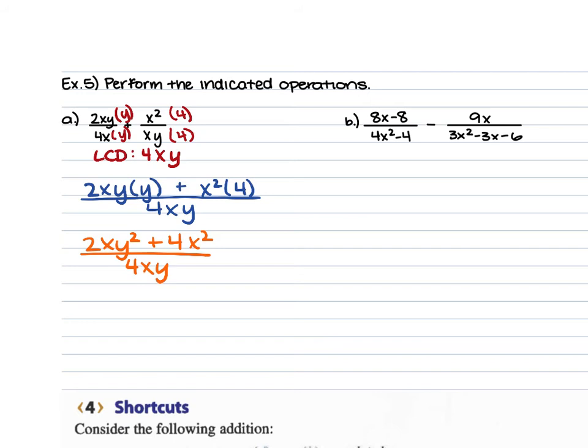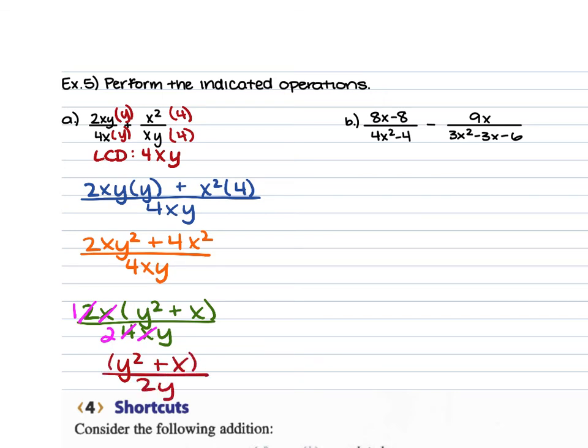You have the numerator, which is 2xy squared plus 4x squared. They both are divisible by 2. They both have an x. So we'll factor out a 2x. This is going to leave us with 2x times y squared plus x over 4xy. From here, we can simplify the 2 and the 4. The 4 becomes a 2. The 2 becomes a 1. The x also cancels out. So we are left with y squared plus x all over 2y.